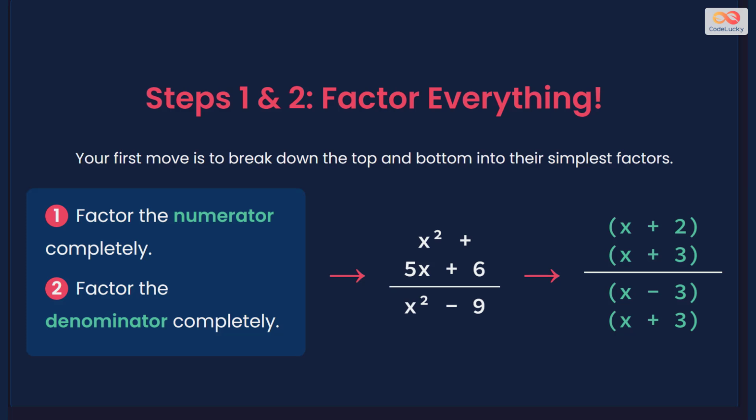The first and most crucial part of the process is to factor everything completely. You need to factor the polynomial in the numerator and factor the polynomial in the denominator. For example, x² + 5x + 6 becomes (x + 2)(x + 3).